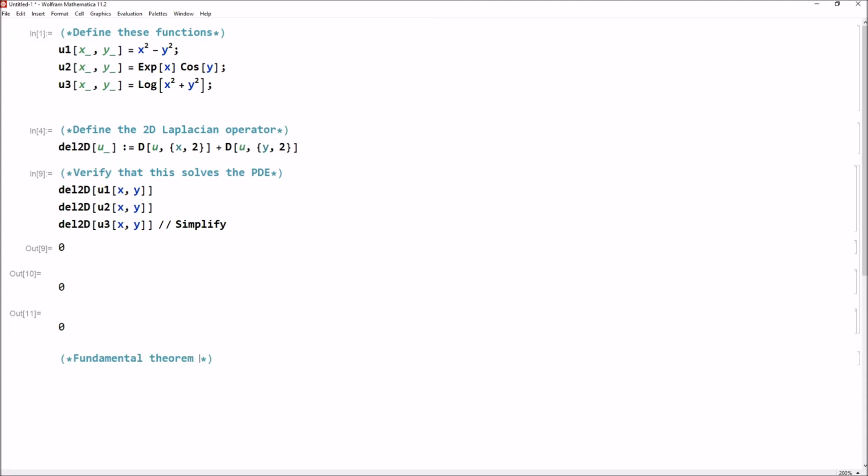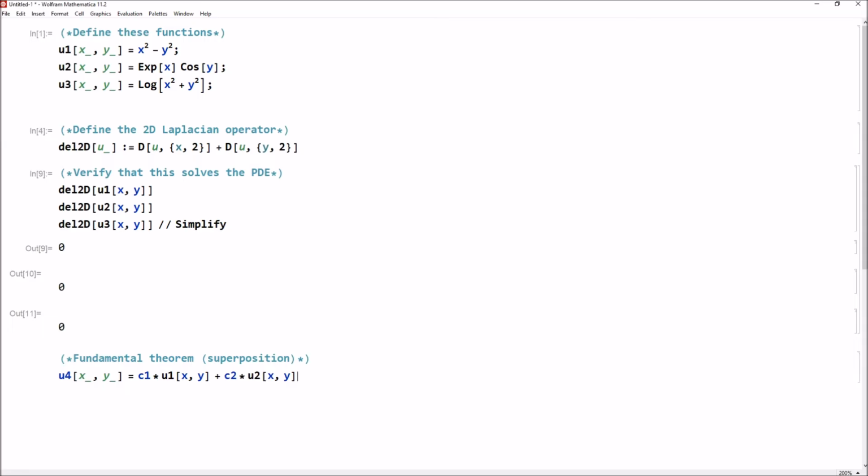In other words, we are going to apply superposition to start creating additional solutions. So for example, I can make a U4 of x and y, which is going to be a C1 times U1 of x and y plus a C2 times U2 of x and y. And I don't even need to pick C1 and C2, because theoretically this should work for any C1 and C2 as long as they're constant here.